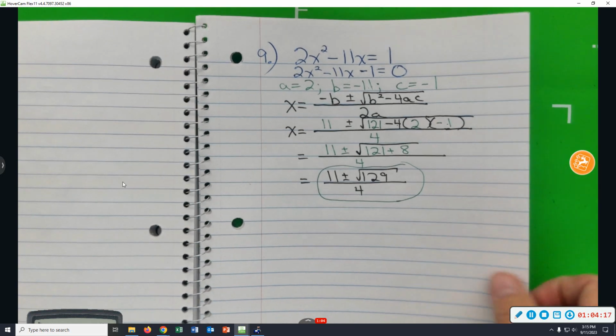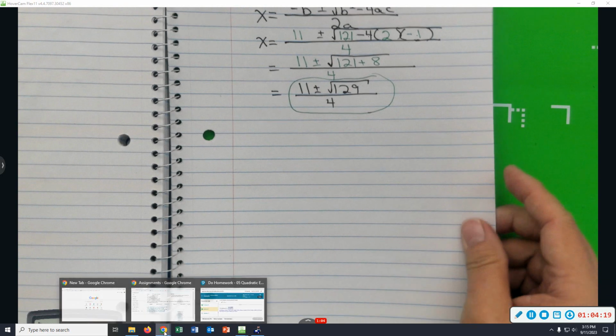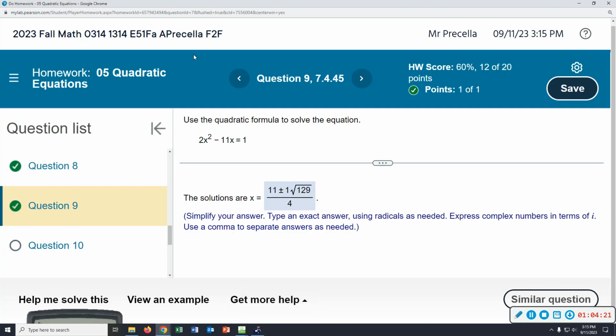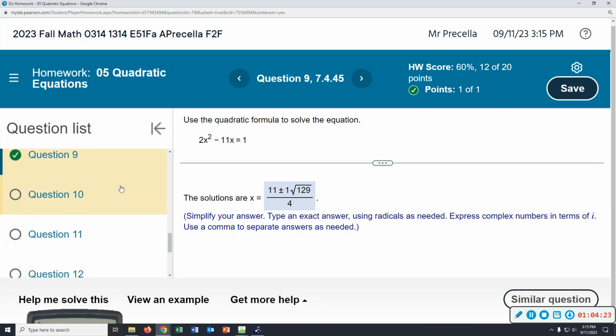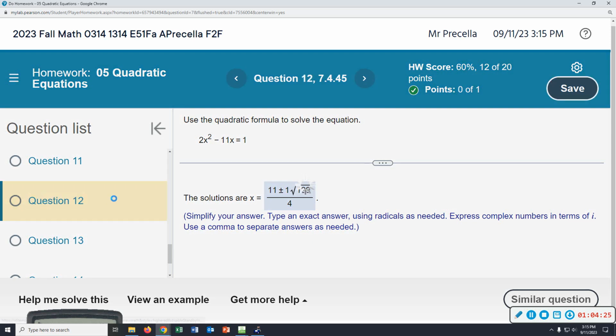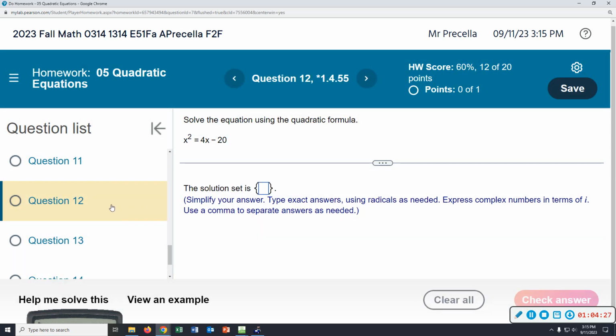Okay. Going back. What's the next one we want to do? Number 12. Once you get number 8, every one of these is quadratic formulas. So 8 through 15 are quadratic formula. Let me write this one down. x squared equals 4x minus 20.